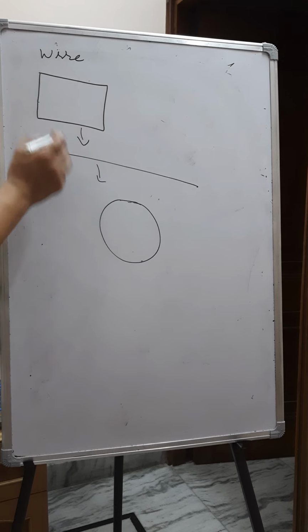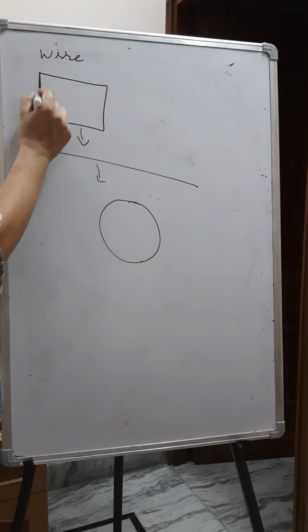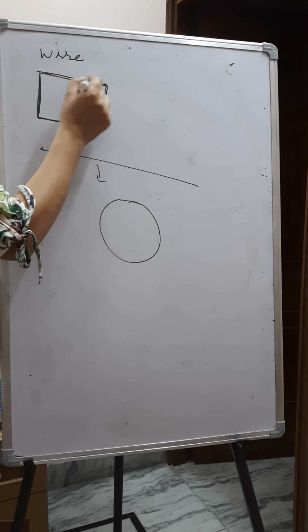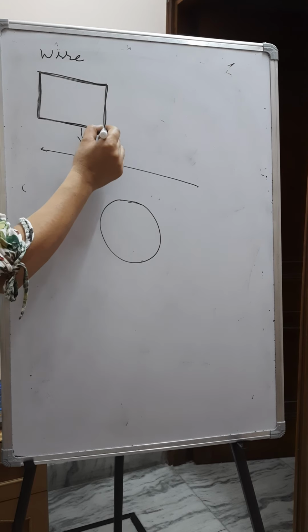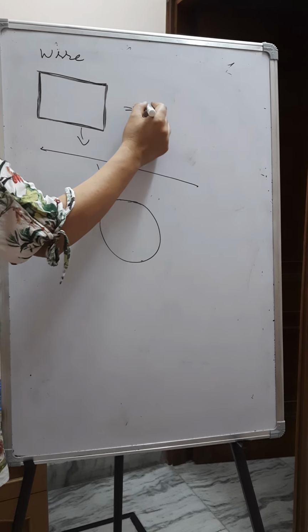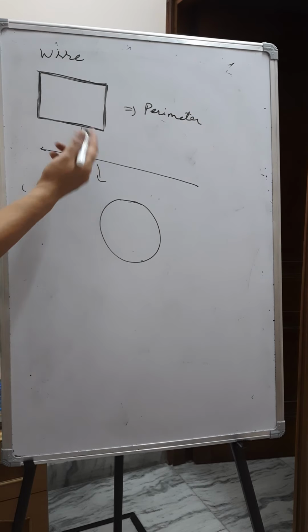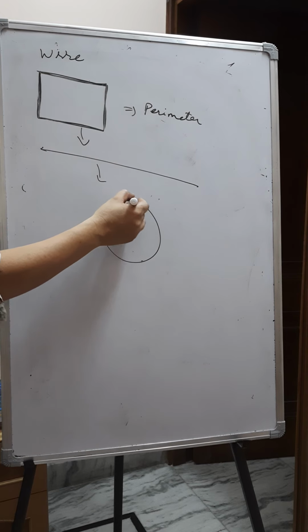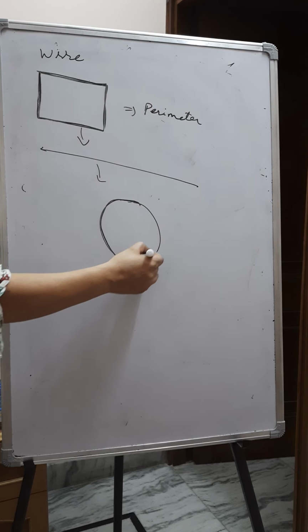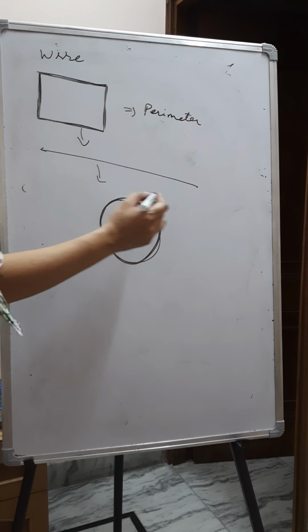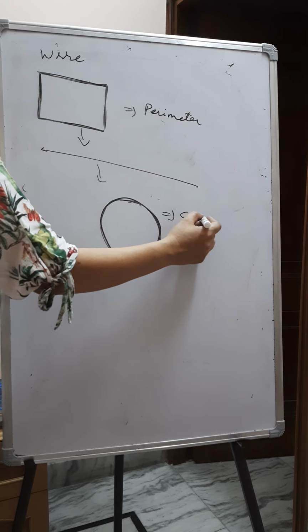In this type of case, the wire is this only. The wire is the boundary wall of the square. So the wire forms the perimeter. When this wire is bent into the circle, it changes into this. Then it forms the circumference of the circle.